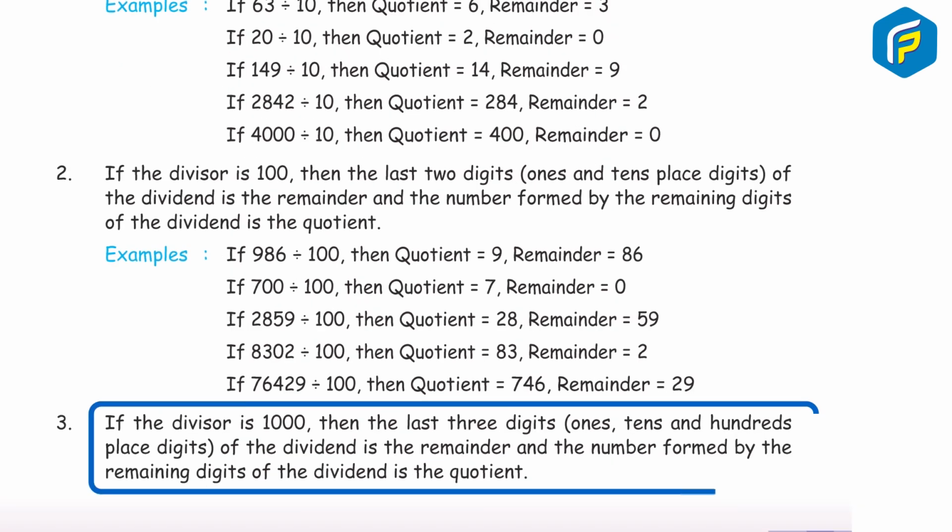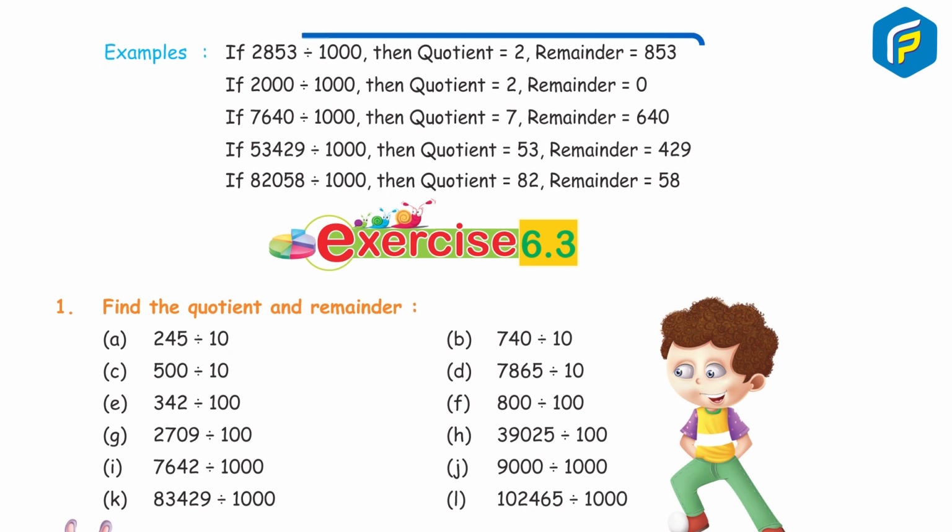3. If the divisor is 1000, then the last three digits, the ones, tens and hundreds place digits of the dividend, are the remainder and the number formed by the remaining digits of the dividend is the quotient. Examples: if 2853 divided by 1000, then quotient 2, remainder 853.